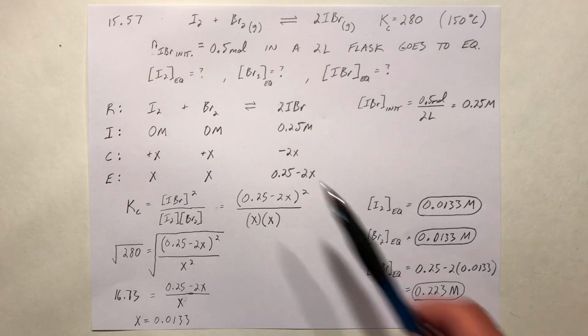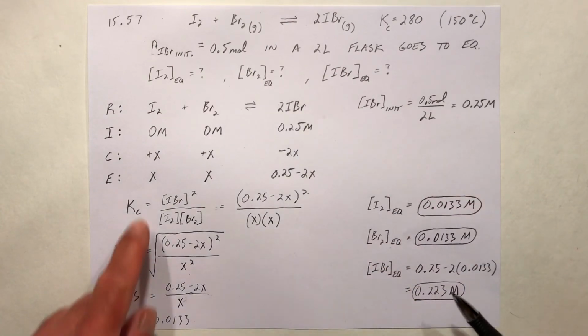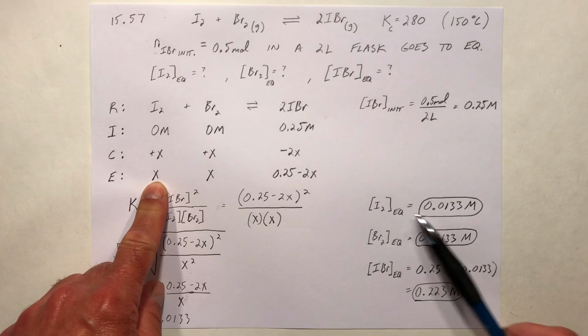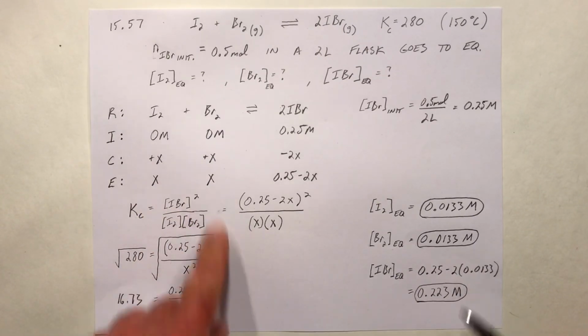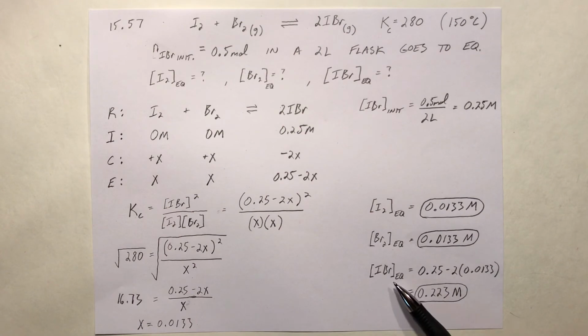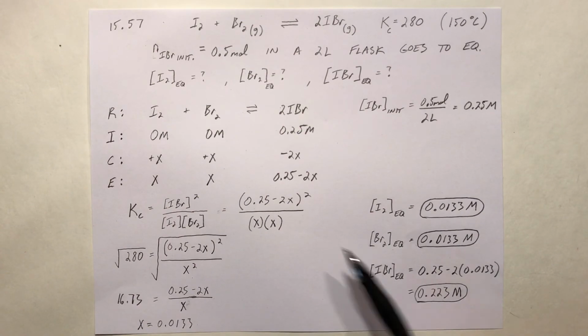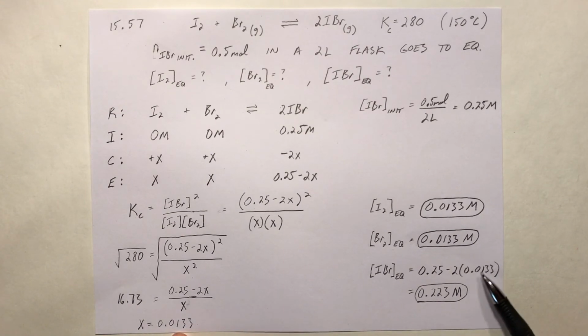So our equilibrium concentrations that we're looking for: I2 is just x, so it's 0.0133. Same thing for Br2, 0.0133. And for IBr, well, that's equal to 0.25 minus 2x. So if we plug this number into here, we end up with 0.223 as our equilibrium concentration of IBr.